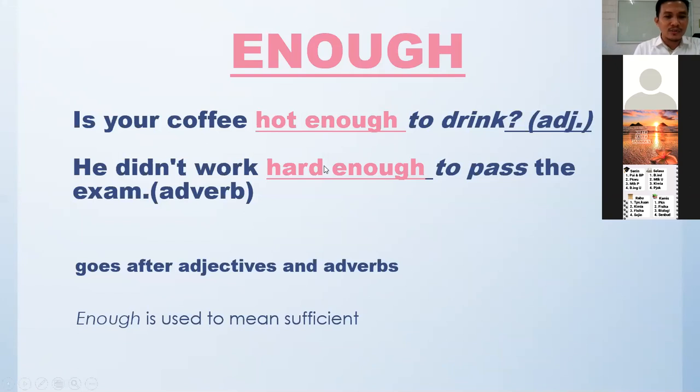Jadi enough itu letaknya setelah adjective dan adverb. So and then it is to mean sufficient. Dan apa sih fungsinya? What does it mean? Jadi untuk menyatakan sesuatu kalau kita itu cukup.